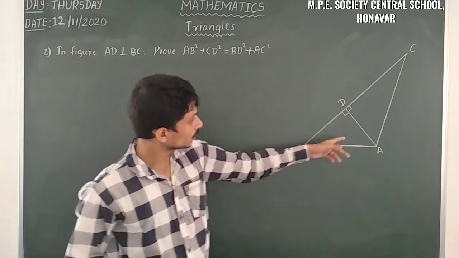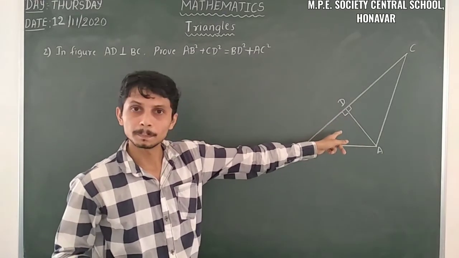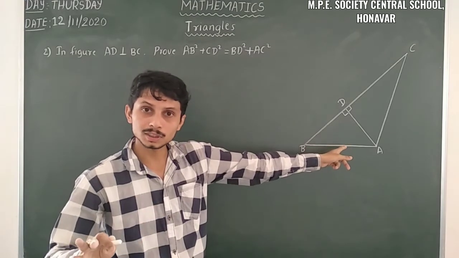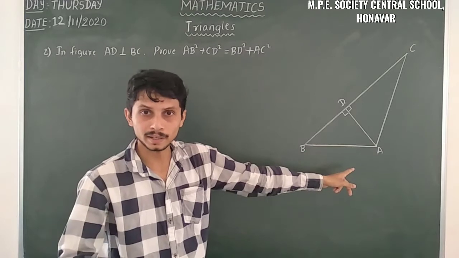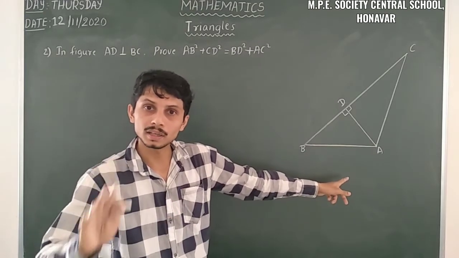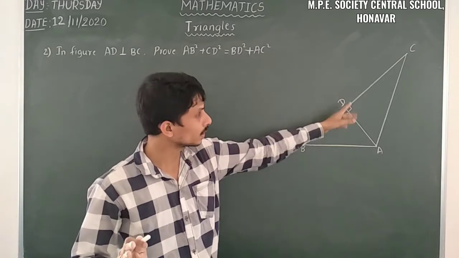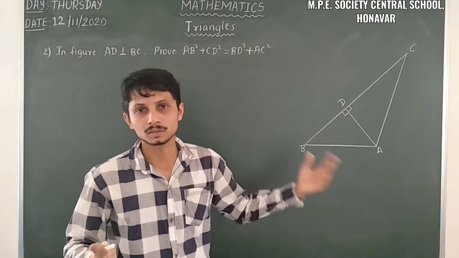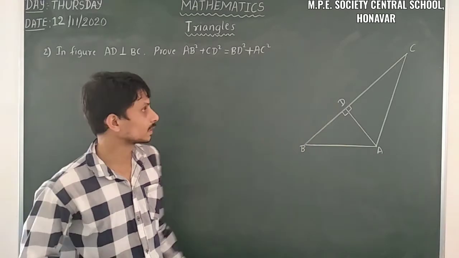Here a perpendicular is drawn, but we can't use theorem 6.7 because A is not a vertex from the right angle. So that's why you can't take theorem 6.7. Be aware of that one. Many problems of that type are there, so be aware of those things.